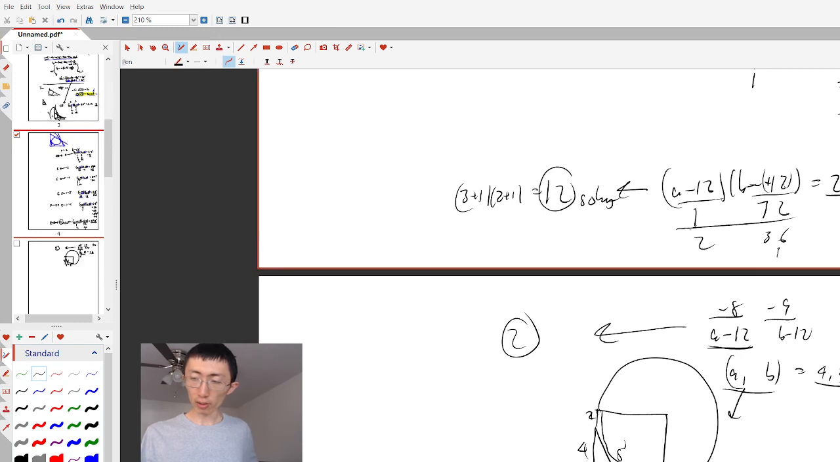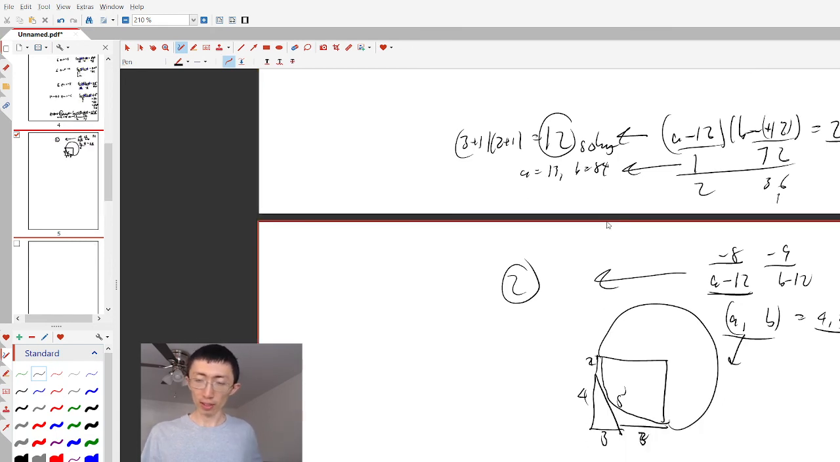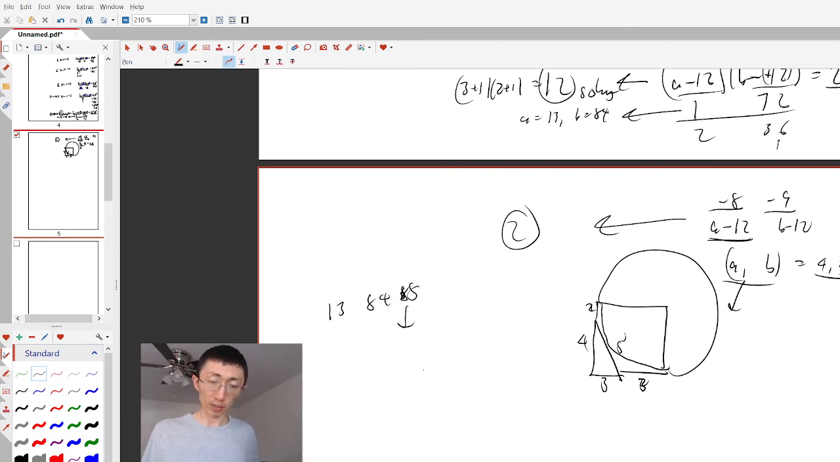4, 3 for AB means the circle is an excircle. If you take one of the other solutions like 1 and 72, this means A is 13, B is 84. So that's a 13, 84, 85 triangle. That would have inradius 6. So (A plus B minus C) over 2 is 6.